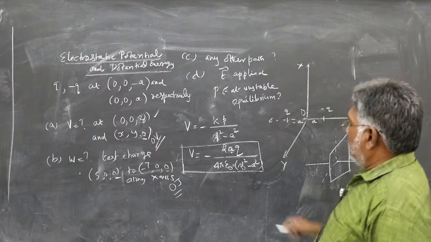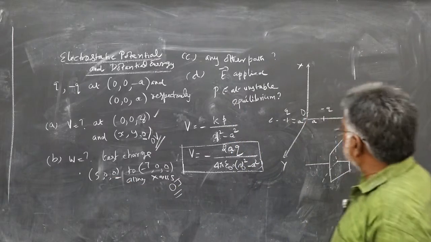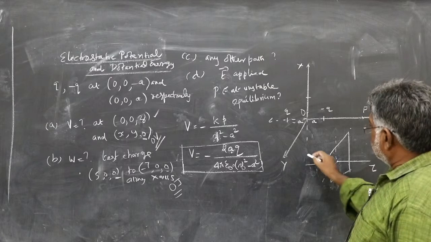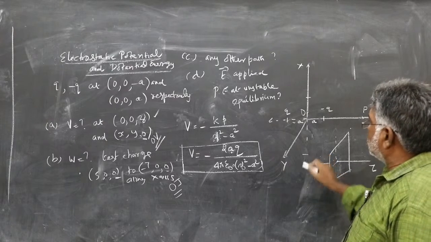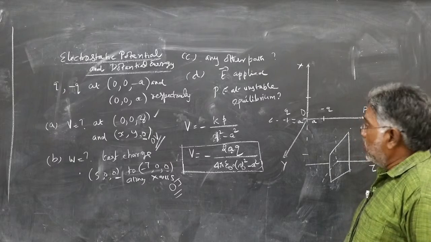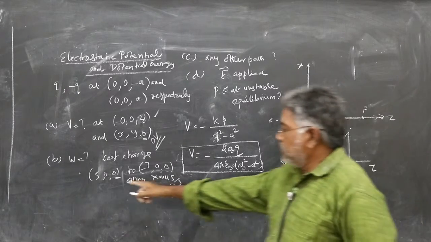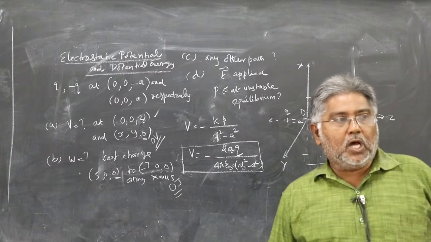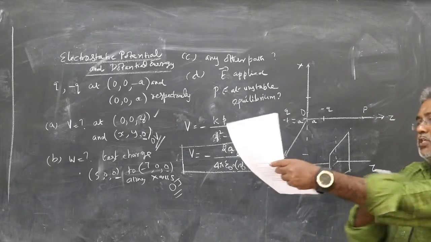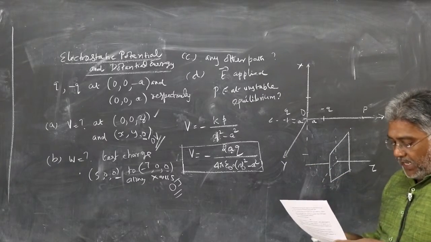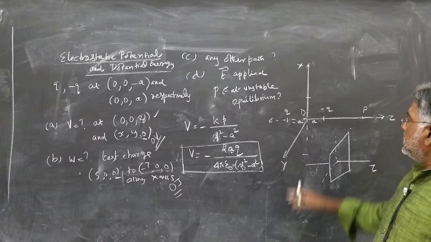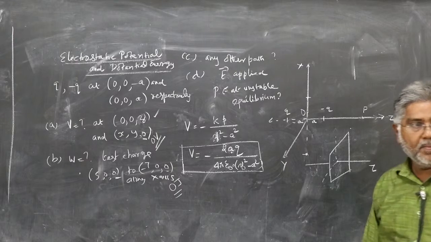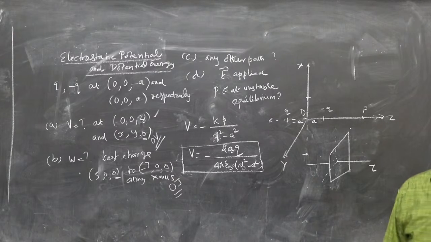Actually, 5, 0, 0 means here somewhere. Minus 7, 0, 0 means the x coordinate is minus 7, and the y coordinate is 0. So the 2 points are on the x axis. So you are moving a test charge along the x axis. That's what the question itself says, along the x axis, the equatorial line, from one place to the other. The work done is 0 joule, because potentials are 0 at each point.